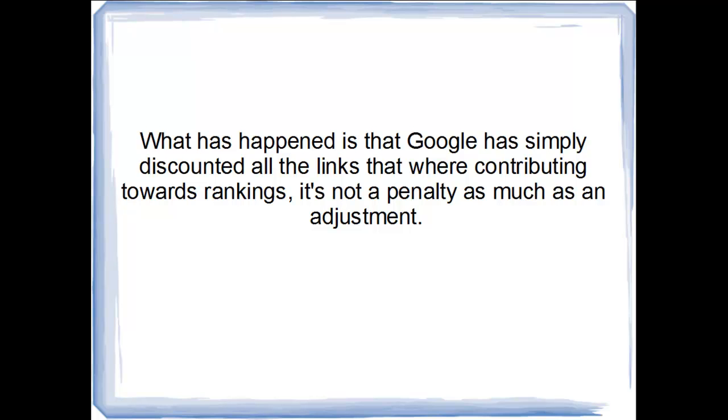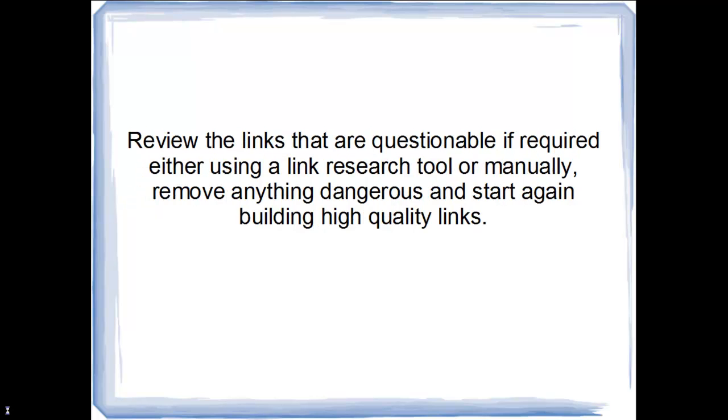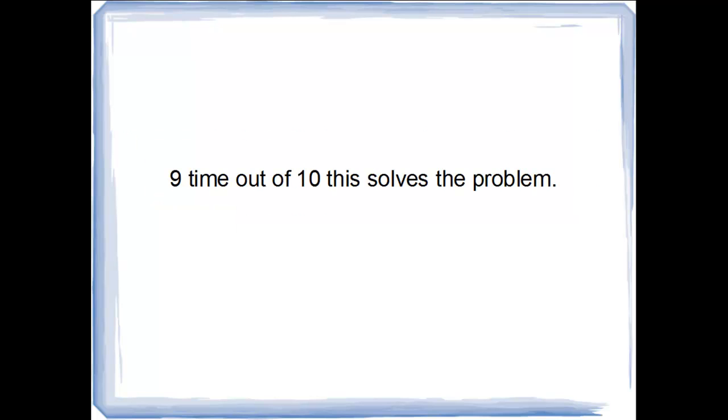So all you really need to do is go through, review the links that are questionable, either using the link research tool or manually, remove anything that's dangerous, and start again building high quality links. Stay away from the black hat stuff, stay away from automated software, get content in front of the right audience, and get some viral sharing going on, and you're going to be just fine. So 9 times out of 10, we find that this solves the problem with regards to Penguin. If this doesn't solve the problem, then we're probably looking at some deeper issues that need a little bit more thought and a little bit more process.